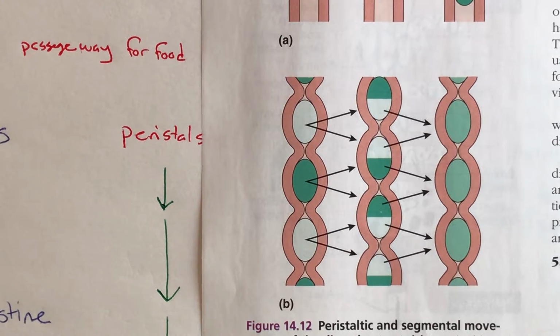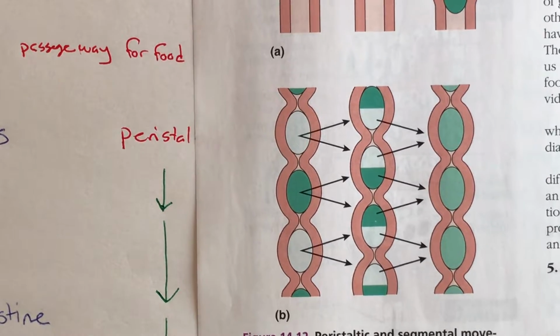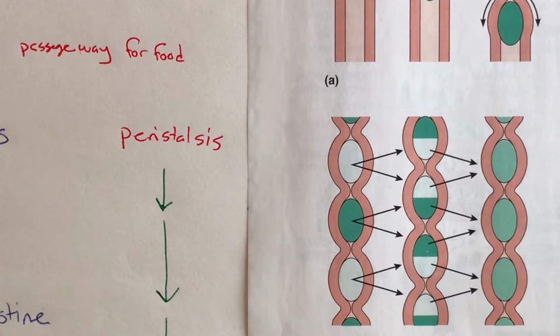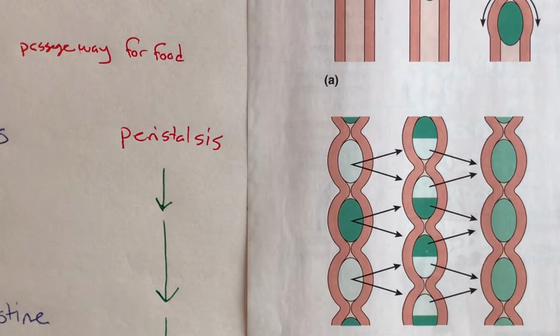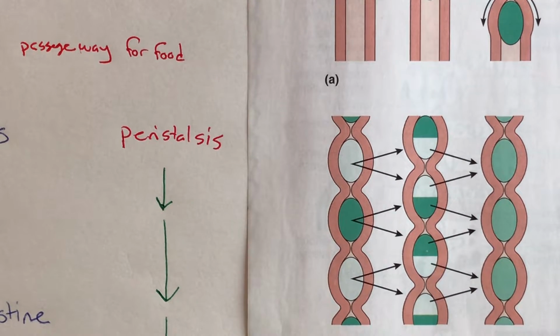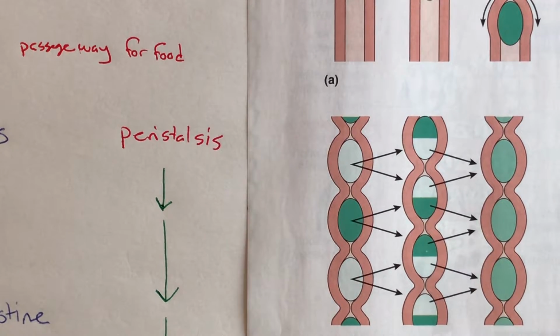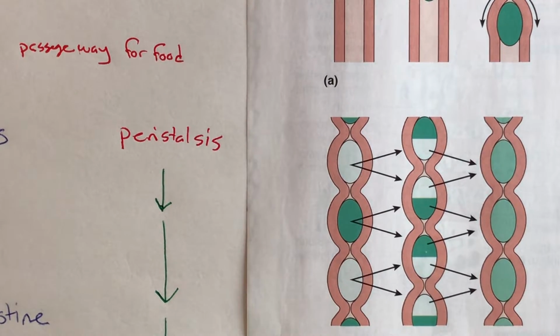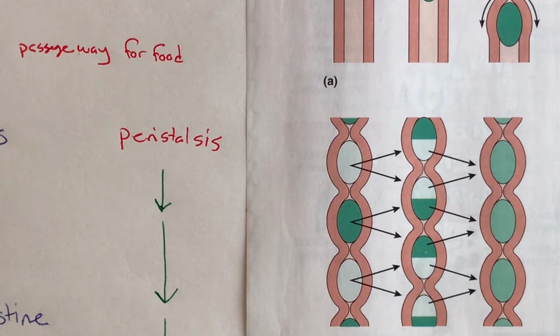So if peristalsis occurs at every one of these spots, the esophagus, the stomach, the small intestine, and the large intestine, the question is, where does segmentation occur? Where do you think? Where do you want to have this mixing and mixing and mixing happen?